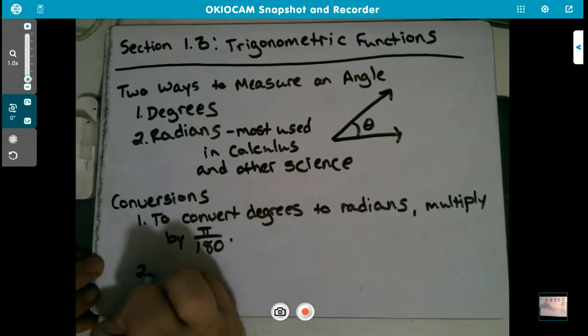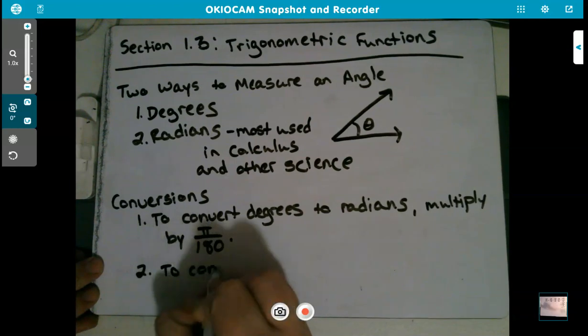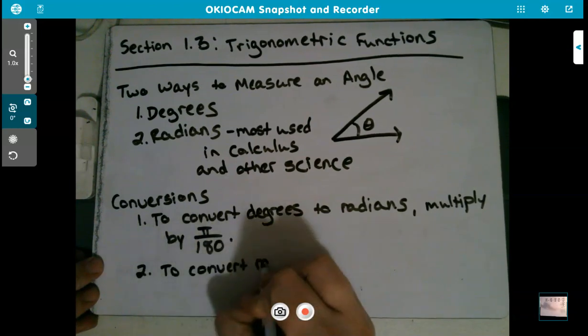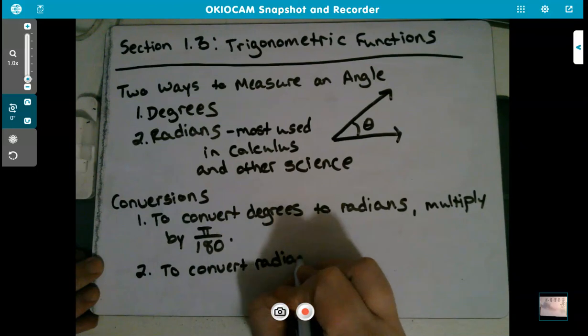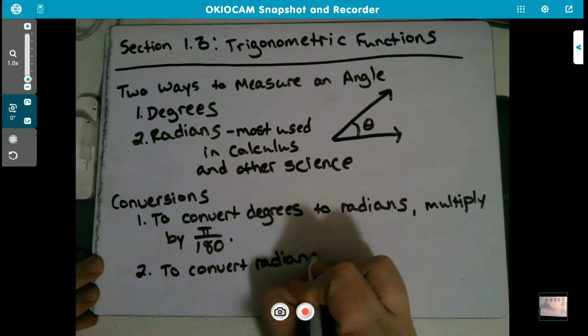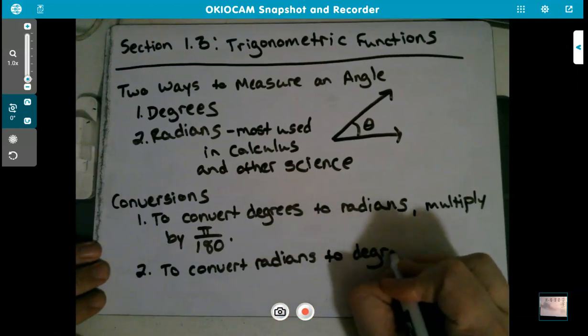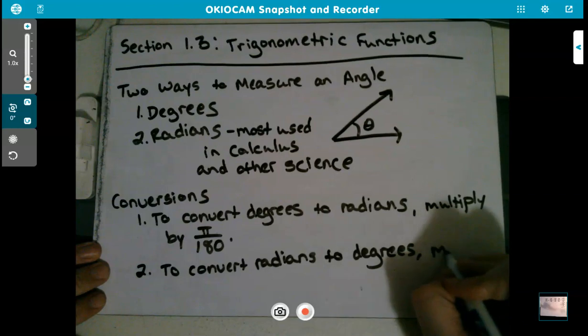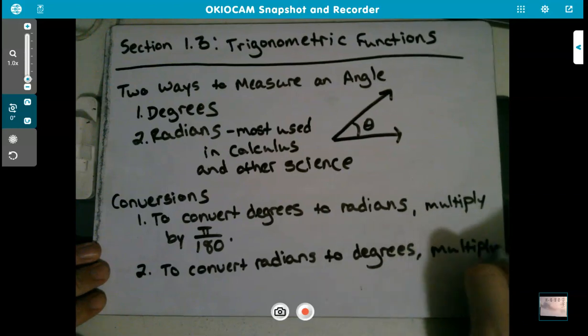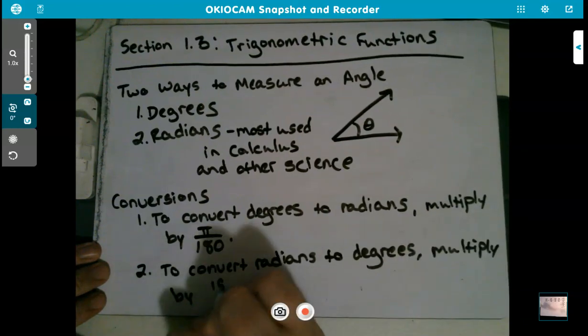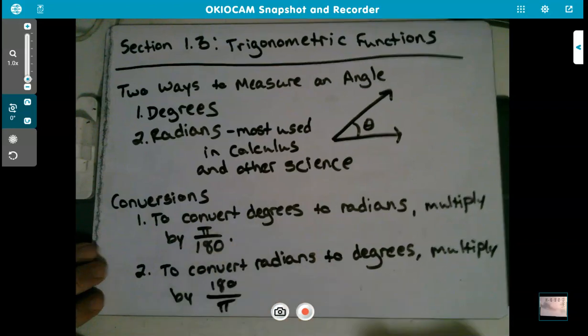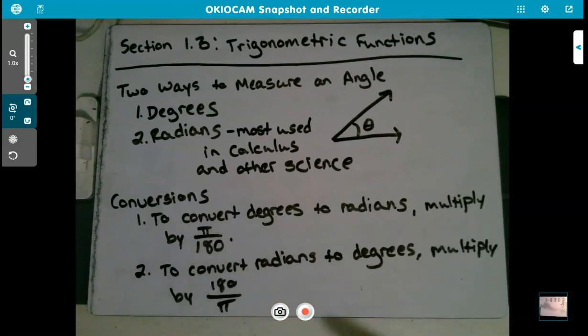And then to go backwards, to convert radians to degrees if you ever need to. Sometimes in some of our real world word problems, we will need to do this. How I can convert radians to degrees, we're going to multiply by 180 over pi. So basically just flip it. So let's practice doing that really quick.